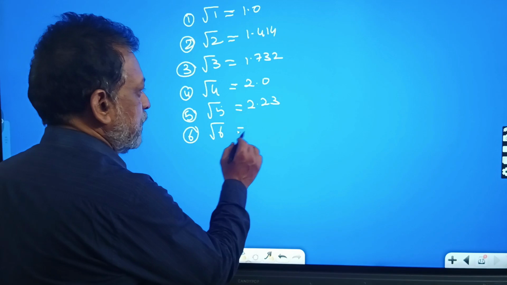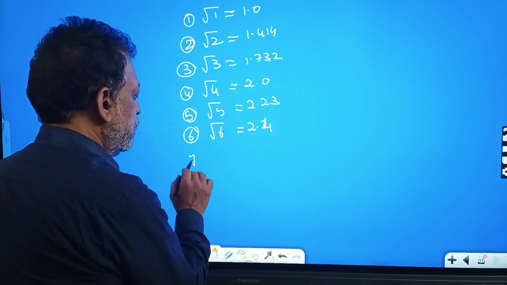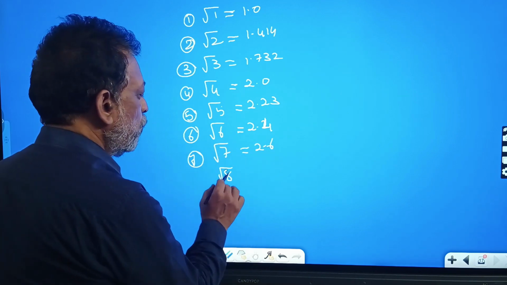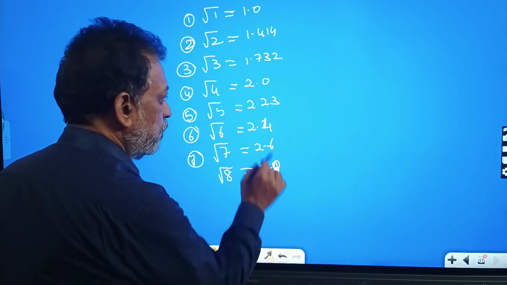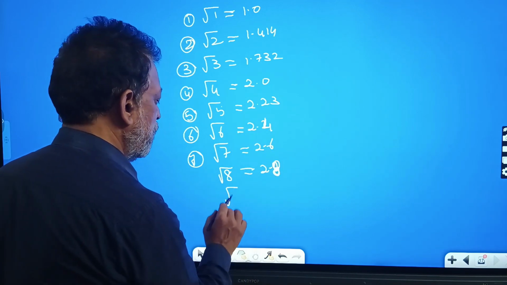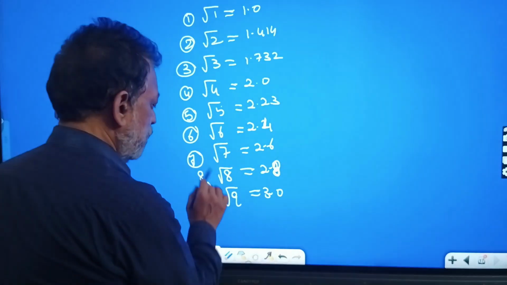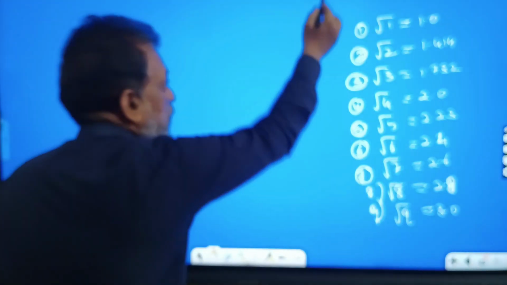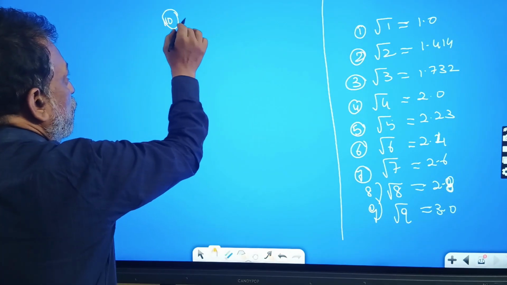Root 6 is equal to 2.4, I can take, no need of second digit, and root 7 is equal to 2.6, root 8 is equal to 2.8, so 0.2, 0.2 increasing. And root 9, all of you know, is 3.0. Understanding, next root 10 value. So can you tell, Deepika, the root 10 value? Root 10 is equal to, this you have to know.